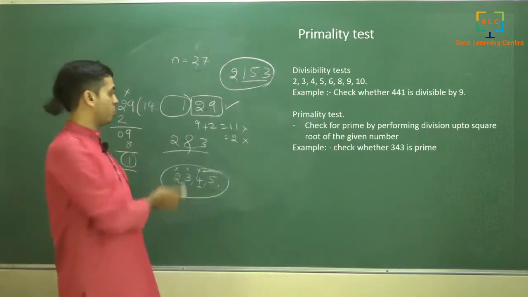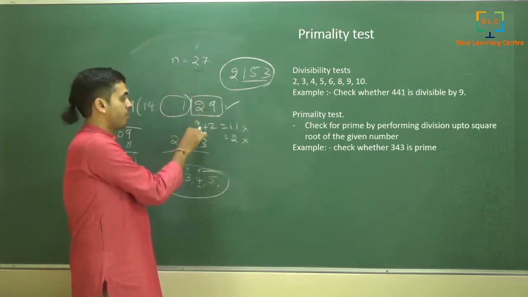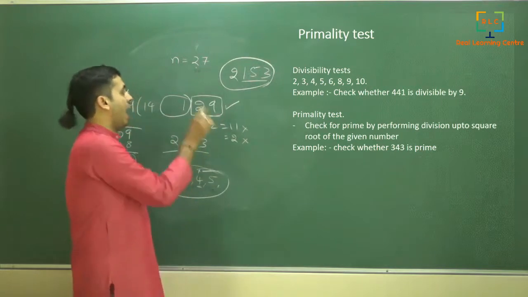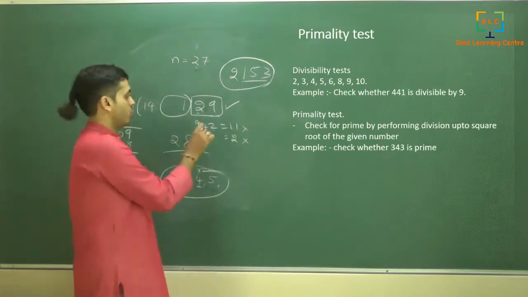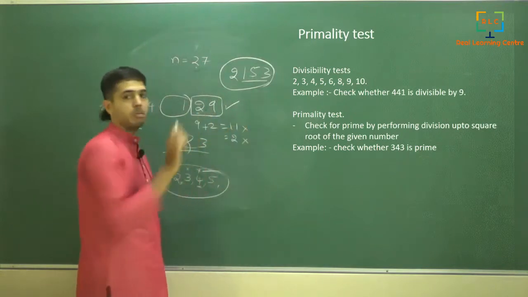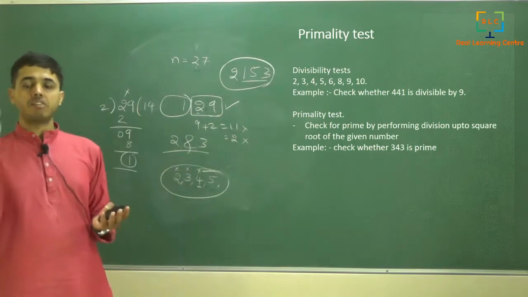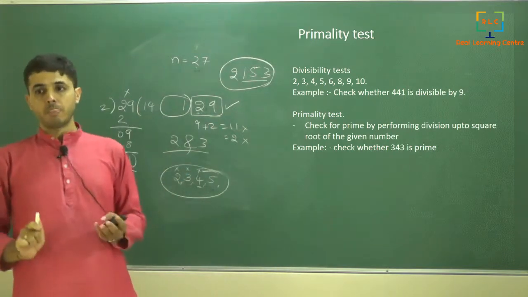And what about 9? 9 is very similar to 3. What did you do for 3? You added the digits and then found out whether it was a multiple of 3. For 9, add the digits and check whether it's a multiple of 9. So 9 plus 2 is 11, which is not a multiple of 9. So it is not. And what about 10? Very easy. If the number is ending with 0, then it is divisible by 10. Otherwise no.